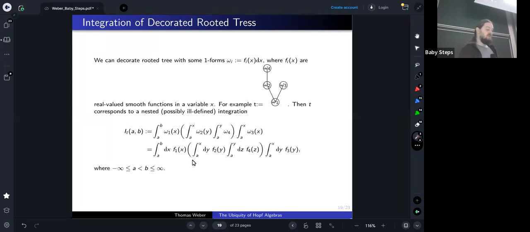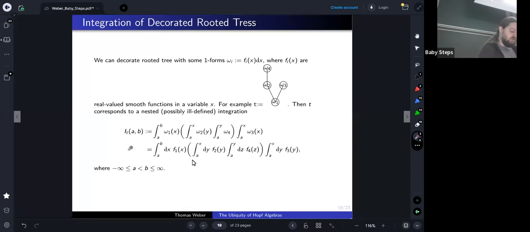We can use the Hopf algebra of rooted trees to talk about nested integration. I don't know, maybe this is in the holiday spirit since we have August. Christmas is very far, but let's decorate our tree with some beautiful one-forms. So it looks like this now, where the omega i's are some functions, and just take the differential form in R like this.